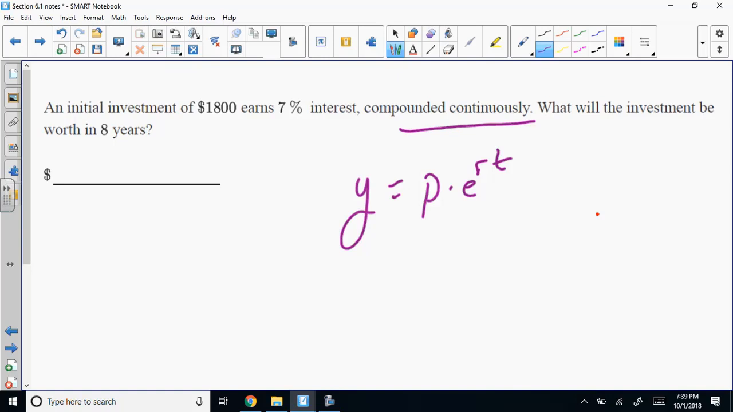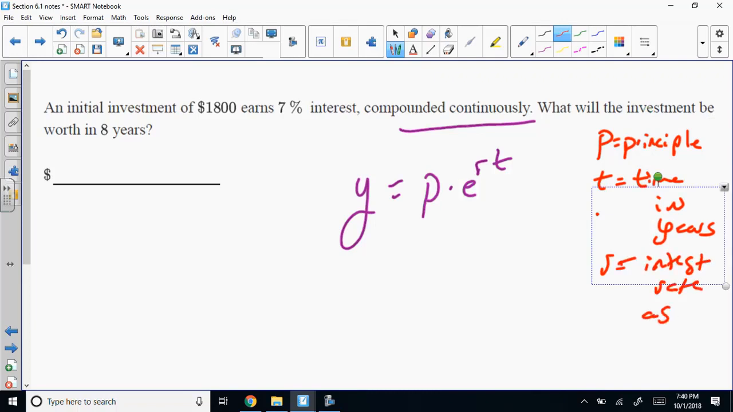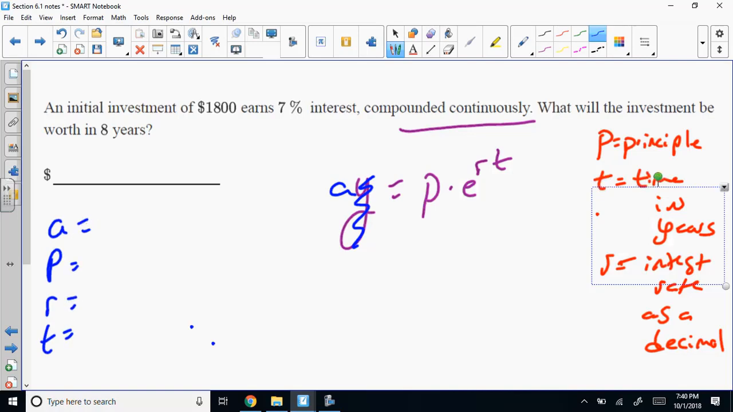Compounded continuously should be PERT, right? And that Y normally is an A, but let's look at it. So we've got a P as a principal, right? T is time in years. R is interest rate as a decimal, right? So that's what you got to make sure you understand. So I'm going to change that to an A. A, P, R, and T. A is what you have afterwards.